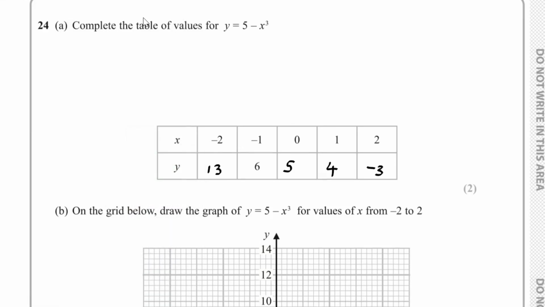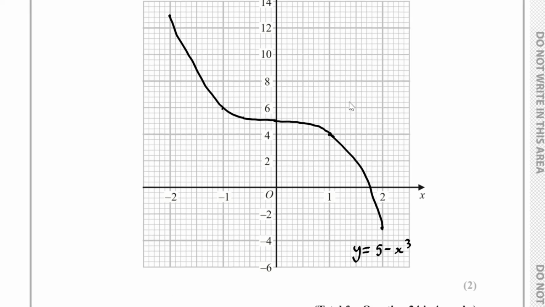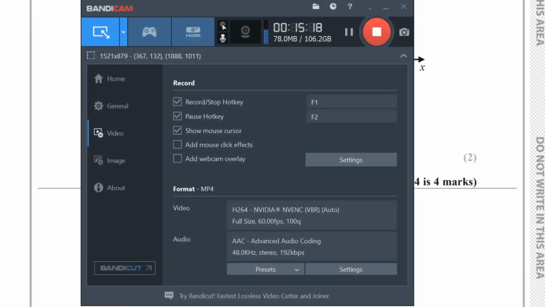So now we have to plot these. So this is the graph of y equals 5 minus x cubed, as shown here. Okay, so now for the next question.